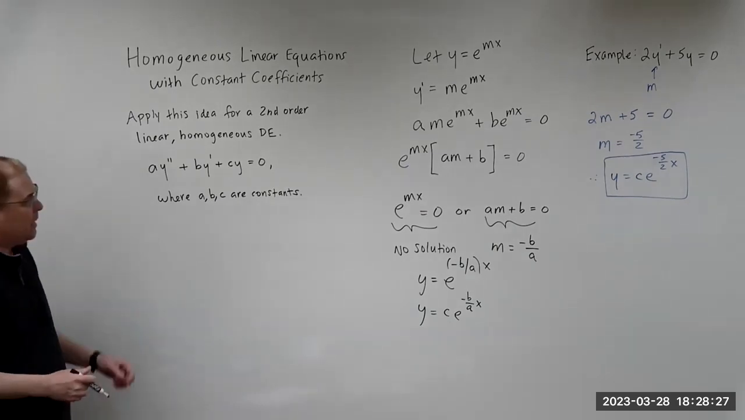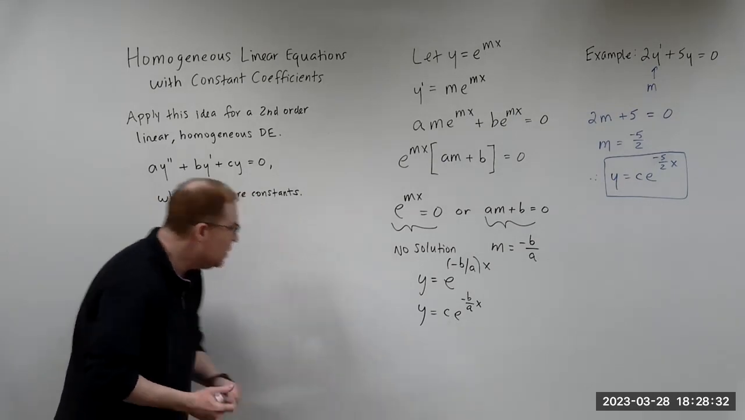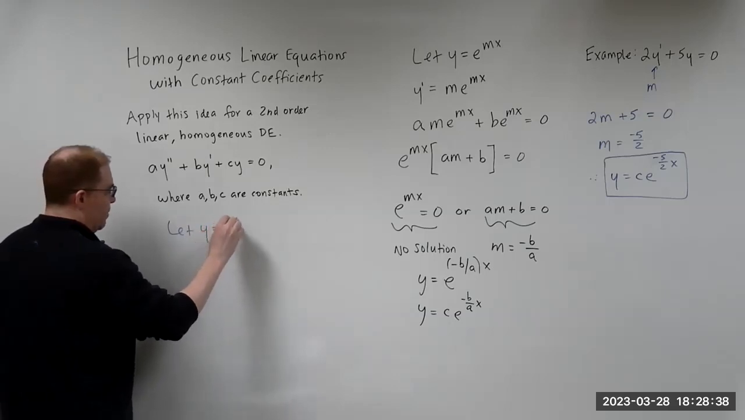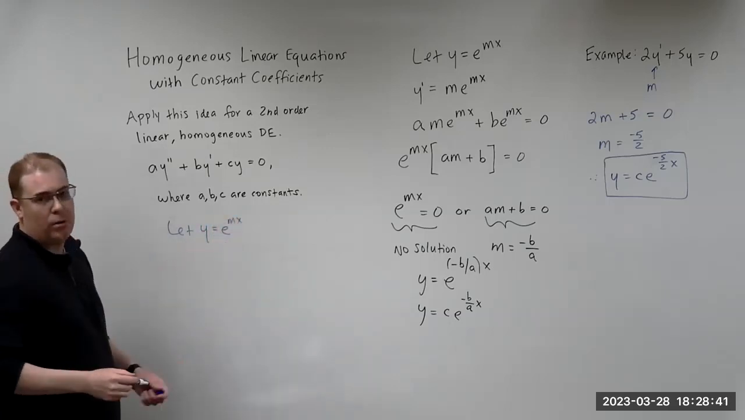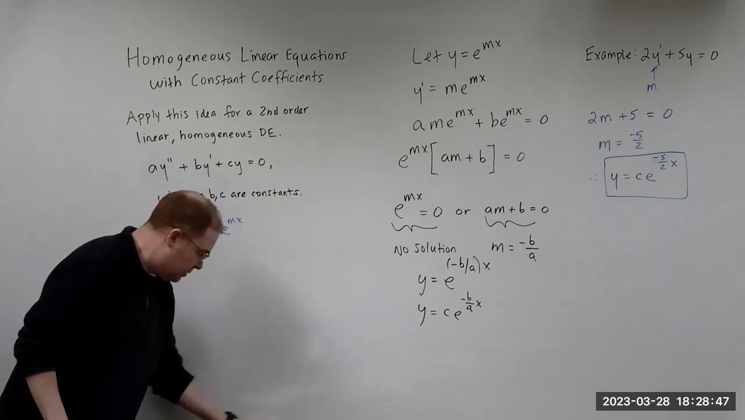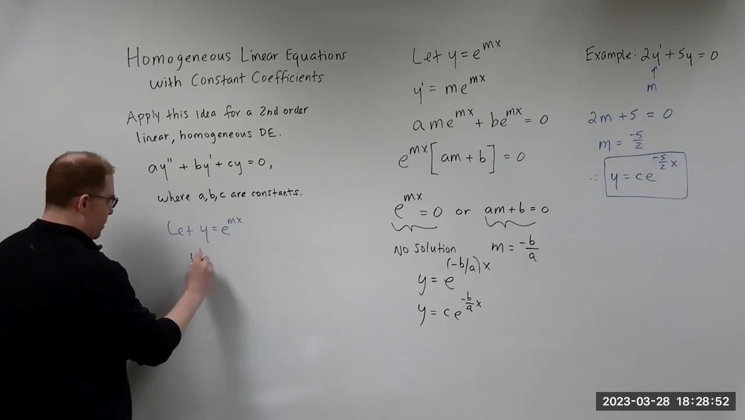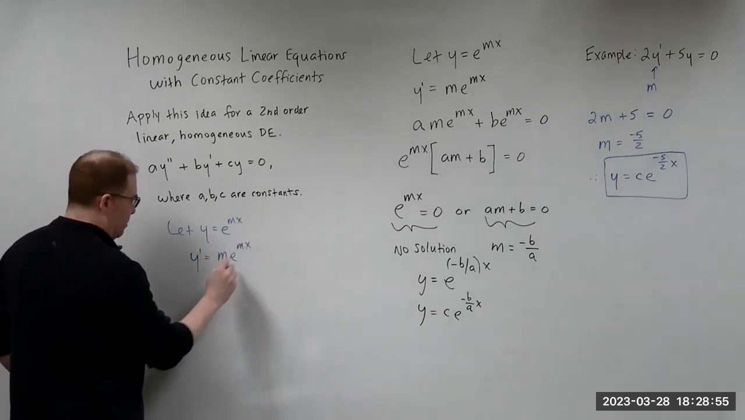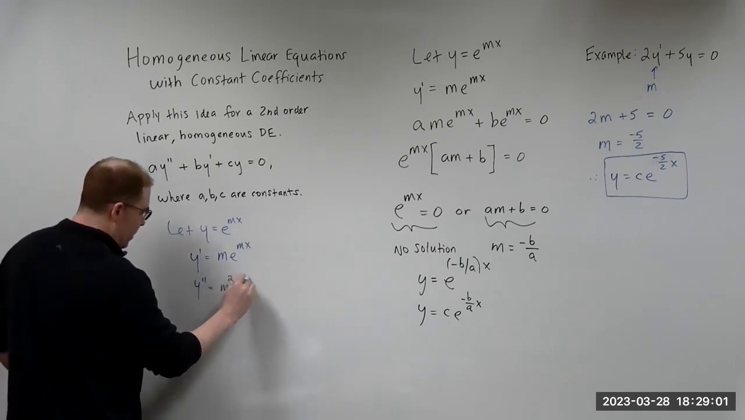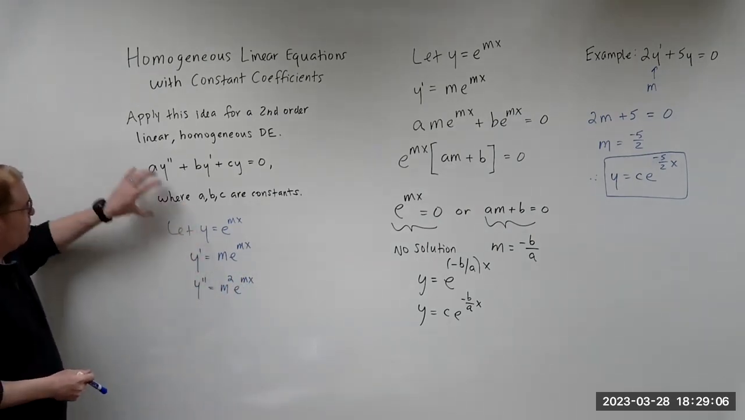Okay, so what we can do here, again, let's use our guess. Let y be equal to e to the mx. Again, if this worked for the first order, why not try it for the second order of this form? So let's plug those in. We have y, we need y prime, so that's going to be m times e to the mx, and then y double prime, we're going to get m squared e to the mx. So taking successive derivatives here.